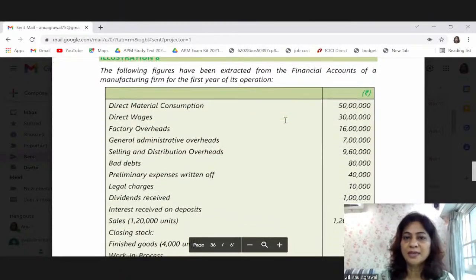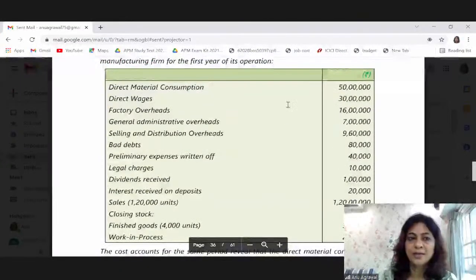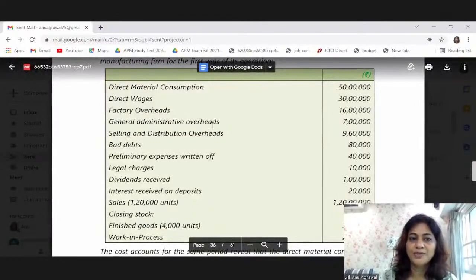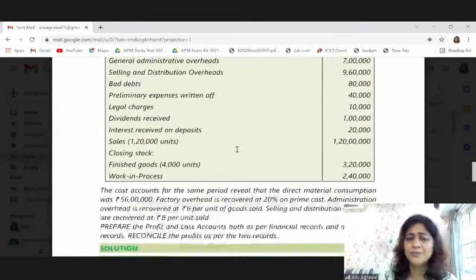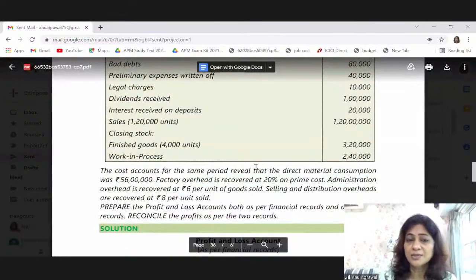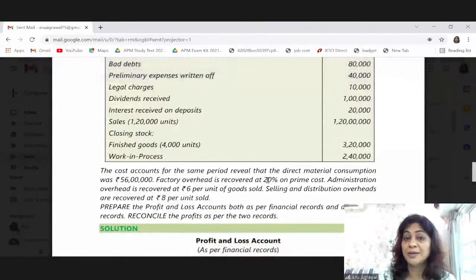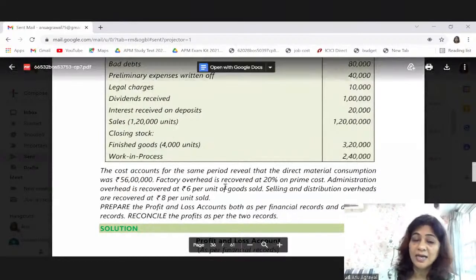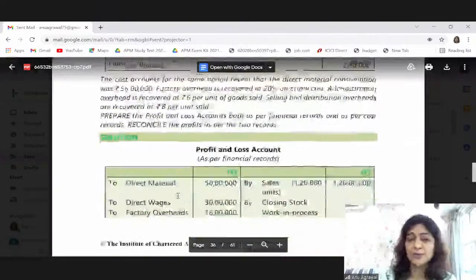Following figures have been extracted from financial accounts. Look at it. Direct material consumption, wages, general overheads, dividend received. What are you supposed to do, guys? Cost accounts for the same period reveal that the direct material consumption was 56. Factory overheads record 20% on prime cost. Admin overheads at the rate of 6 per unit. Selling is at 8 per unit. What can you do, guys?